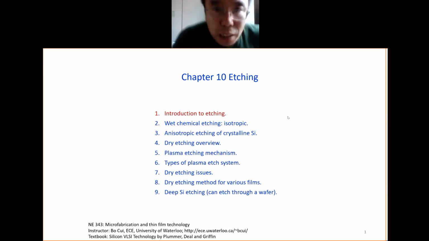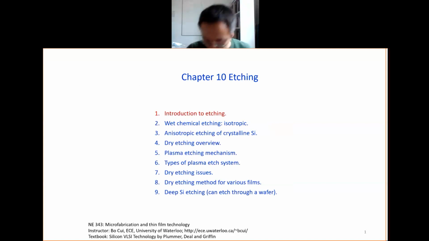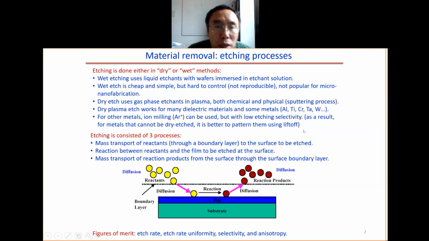So now let's look at chapter 10, etching process. There are two types of etching, dry etching and wet etching. The wet etch is cheap and simple, but hard to control. It's not so reproducible. It's not popular for micro and nano fabrication.